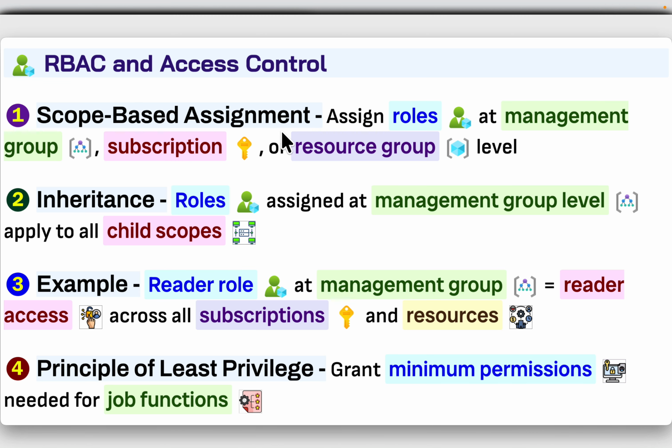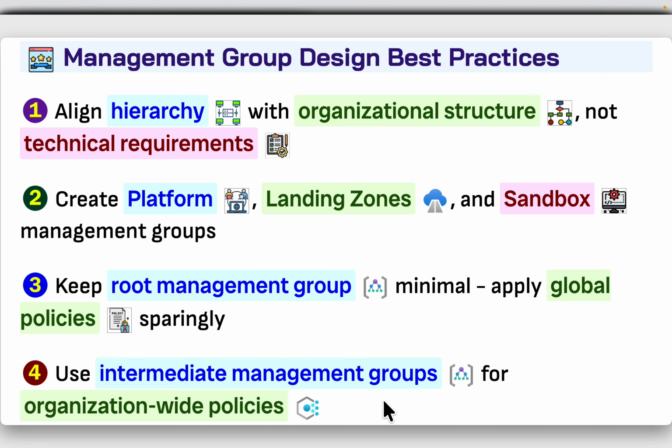Next is RBAC and access control. Scope-based assignments: you assign roles at the management group, subscription or resource group level. So you can go at any level. We are at the first level. Inheritance: roles assigned at the management group level apply to all child scopes. For example, a reader role at the management group equals reader access across all subscriptions and resources. Then you follow the principle of least privilege. Grant the minimum permissions needed for job functions.